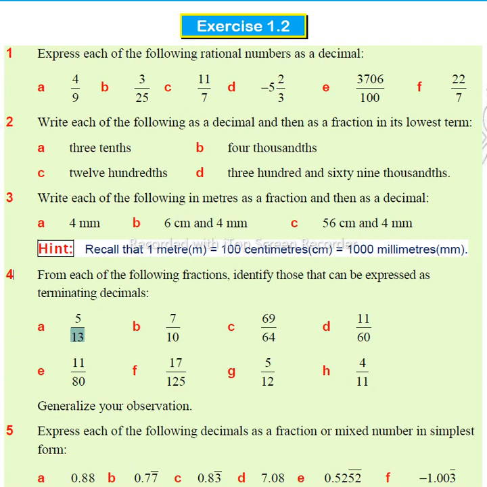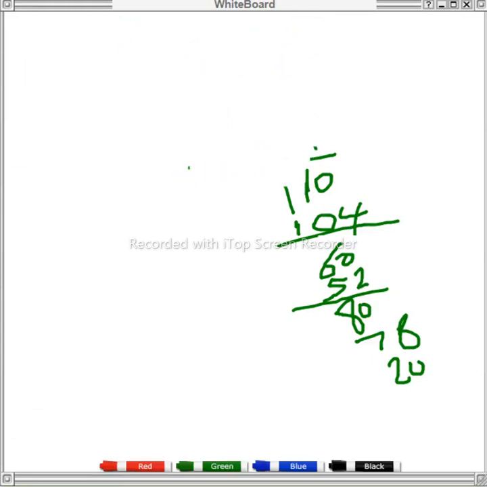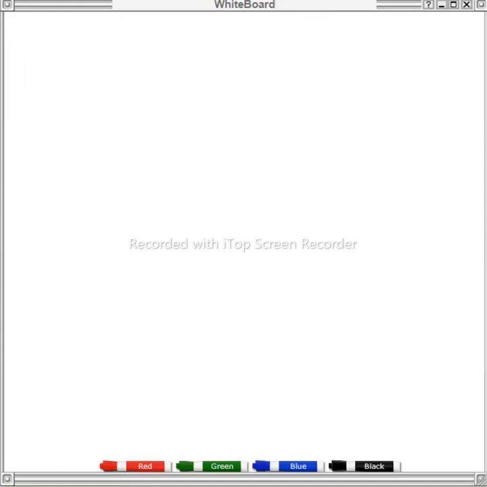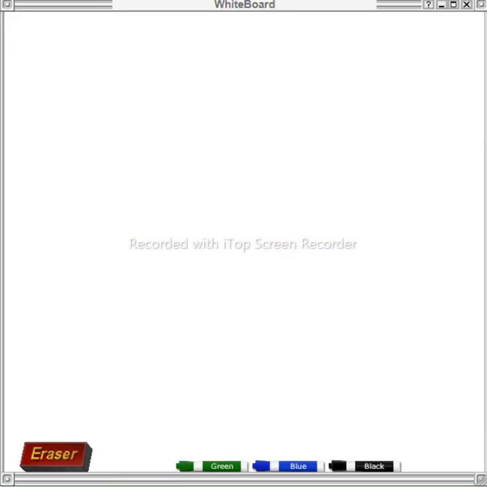B, simply divide 7 by 10. It's 0.7. It is a terminating decimal. So this is 7/10, a terminating decimal, because dividing 7/10 means simply dividing 7 by 10, we get 0.7. So this is a terminating decimal.